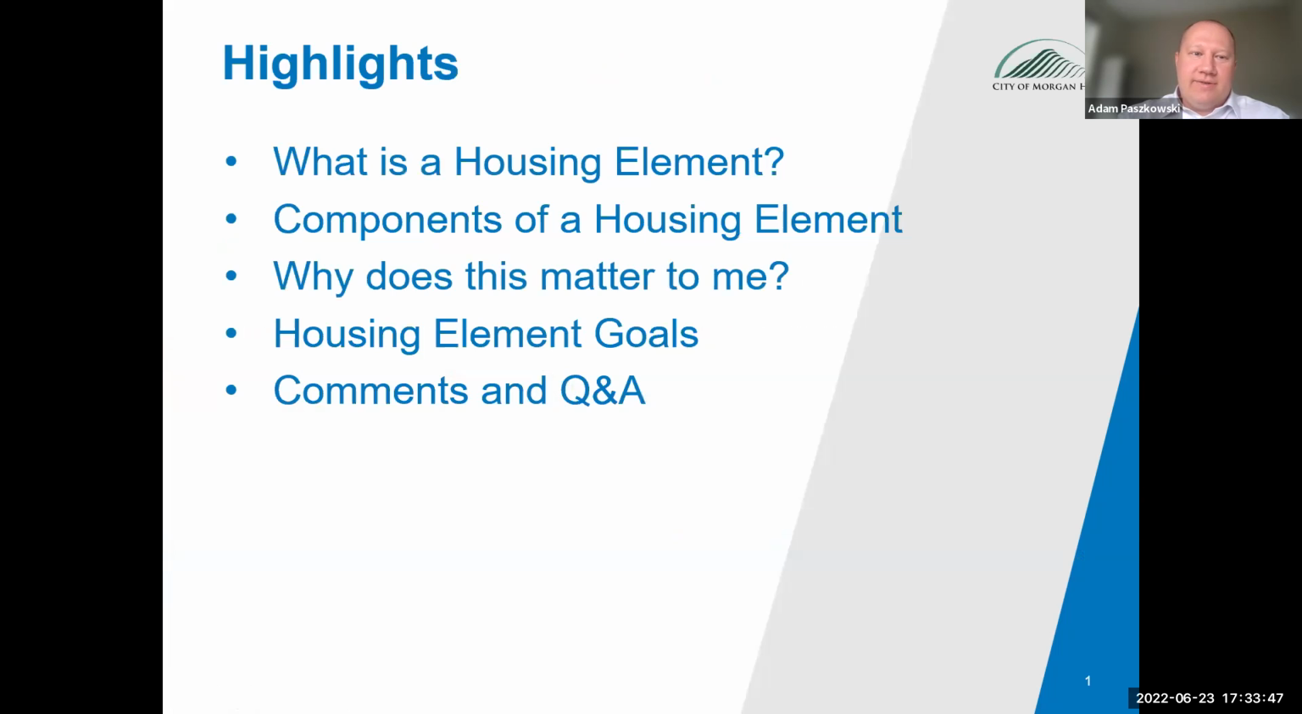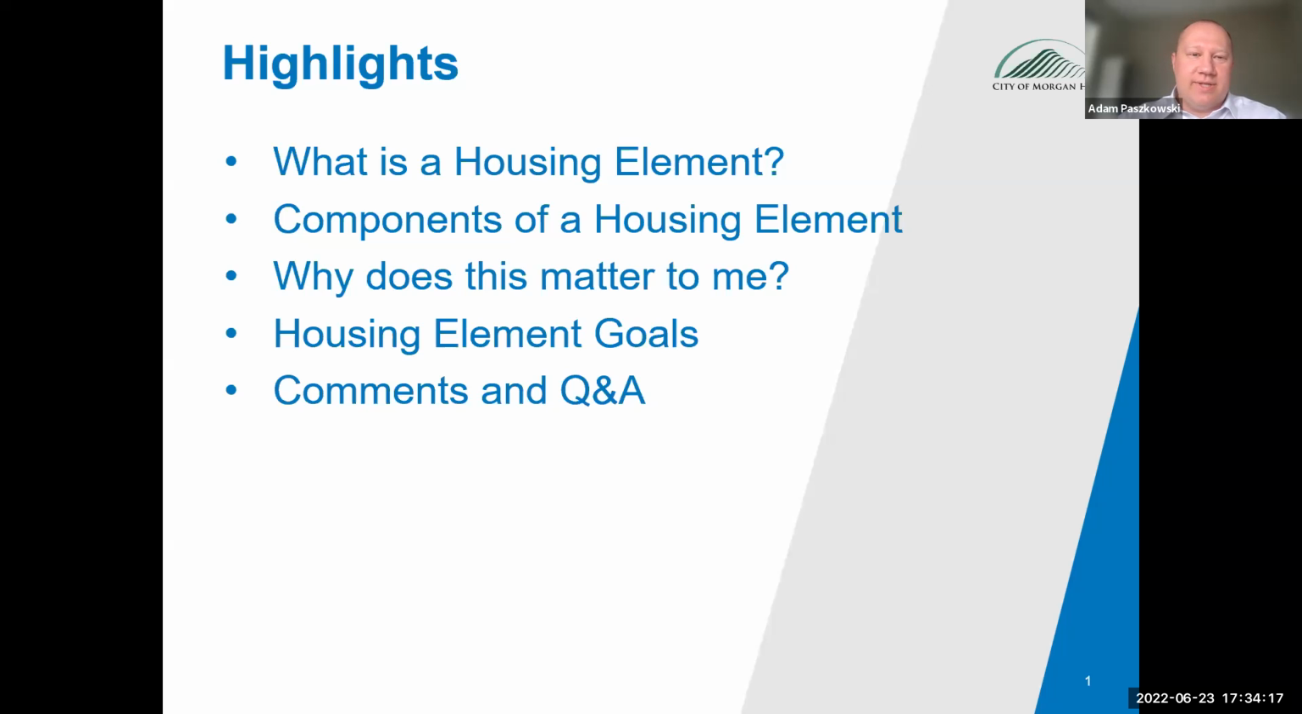And so tonight there's a couple topics that I'm just going to briefly talk about. Just for anyone's benefit who's not familiar with the housing element, I'll briefly discuss what we are talking about, why we're having this meeting tonight. I'll briefly go over all the components that are part of the housing element, and why does the housing element matter to our community? Why does it matter to you, the residents, as well as the city as a whole? And then I'll go over something that's called our goals for the housing element.